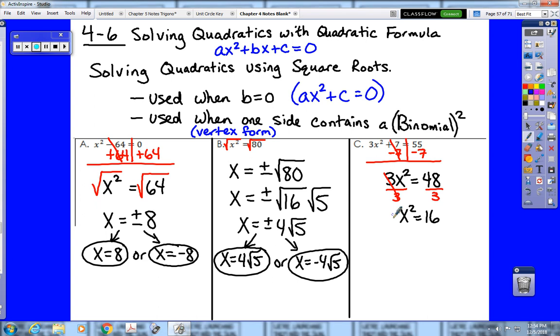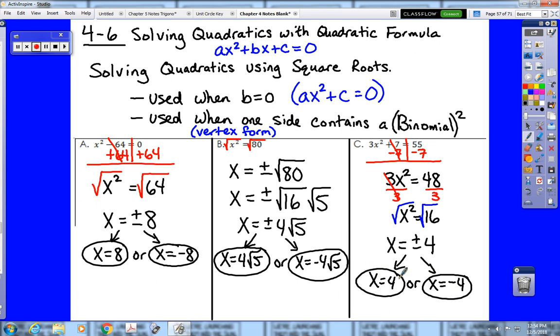So then we would take the square root of each side, which would give us x equals plus or minus 4. So again, what that's telling us is that either x equals 4 or x equals negative 4. And you don't necessarily have to break those up. You could just circle plus or minus 4 and you would be fine.